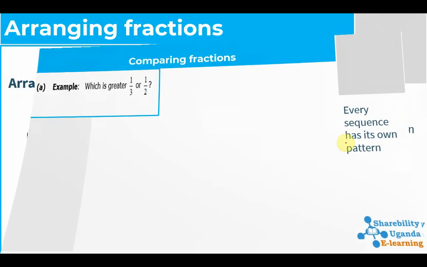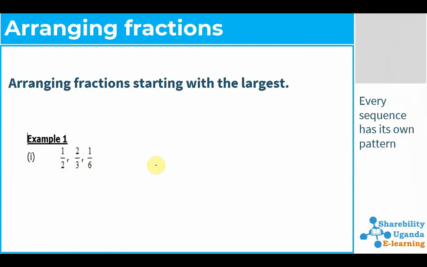Okay, as we are learning, let's also try some other one like this. We have 1 out of 2. They want us to arrange the fractions starting with the largest. Okay, so here we are going to use our method, the method of getting factors.